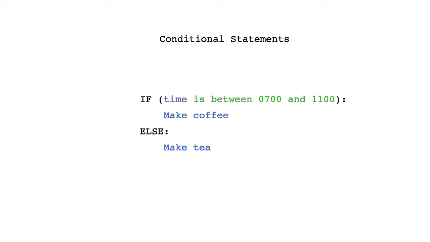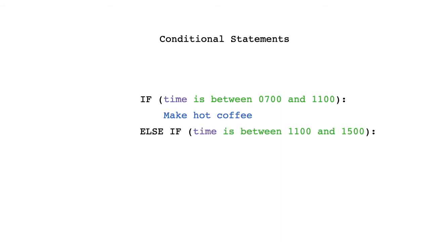We can easily expand on this logic by including an else-if statement. If the time is between 7 and 11, make a hot coffee. Else if the time is between 11 and 3 in the afternoon, make an iced coffee, otherwise make a tea. Since we have an else statement at the end, something will always happen, but now we have more options.